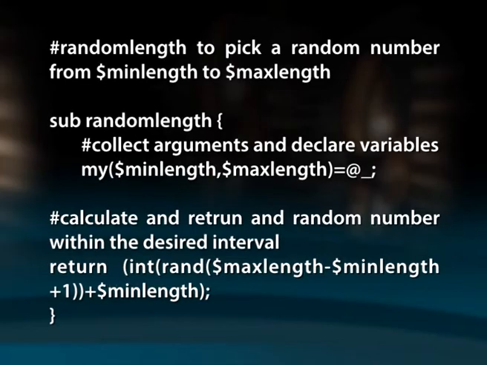The next subroutine, random_length, is used to pick a random number from $min_length to $max_length. The subroutine can be coded as sub random_length: my $min_length, $max_length equals @_. This is the declaration statement. Then calculate and return a random number within the desired interval. Return int of rand of $max_length minus $min_length plus 1, plus $min_length.